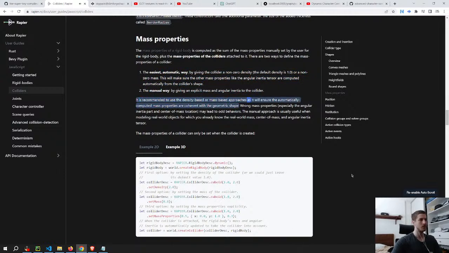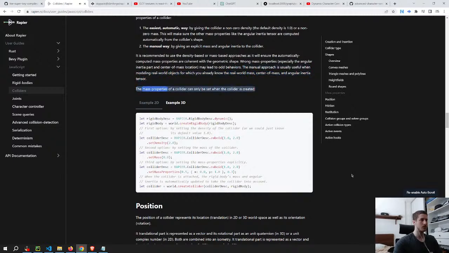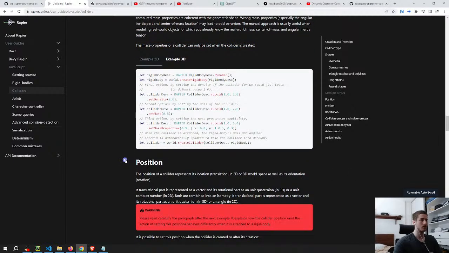It is recommended to use the density-based or mass-based approaches that will ensure the automatically computed mass properties are coherent with the geometric shape. Wrong mass properties, especially the angular inertia part and center of mass location, may lead to wrong behaviors. The manual approach is usually useful when modeling real-world objects for which you already know the real-world mass, center of mass, and angular inertia tensor. The mass properties of a collider can only be set when the collider is created. Example 3D: let rigidBodyDesc = RAPIER.RigidBodyDesc.dynamic().